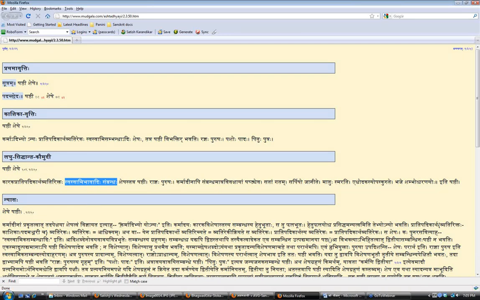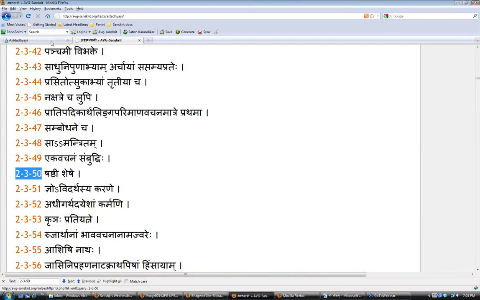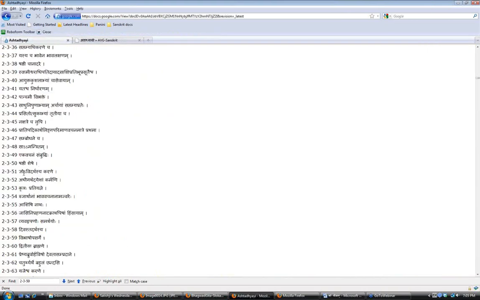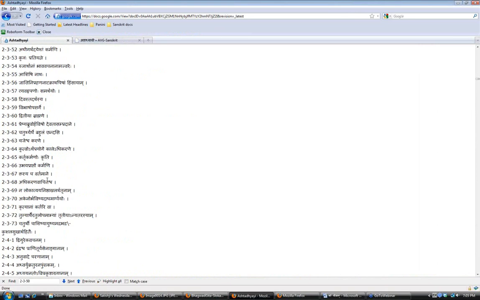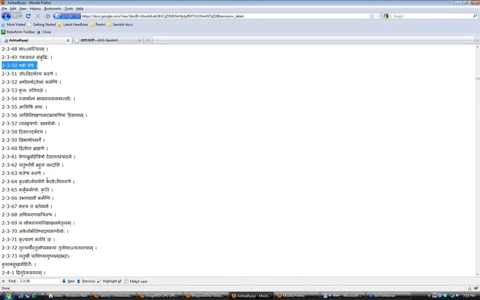This is the ending section of 2.3. Okay, this section of Shashti Sheshe, from here, 2.3.50, to the end of 2.3, the Shashti anuvritti goes down. So this last section of 2.3, from 2.3.50 to 73, is for Shashti. Of course, sometimes some other vibhakti might come optionally, but basically the anuvritti of Shashti goes down from here, 2.3.50 to 2.3.73.